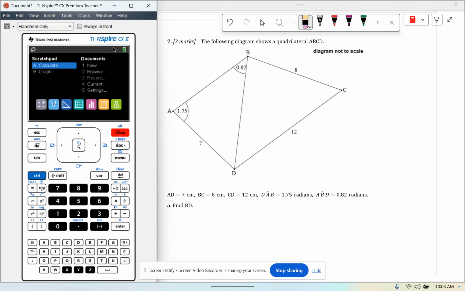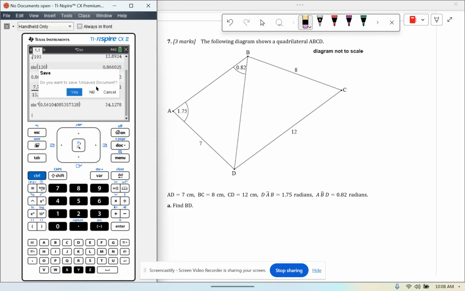And here we go. I'm just going to start with a new document because I don't like all this stuff on here. Radians. Okay. Now it's back in degrees. There we go. So really be very militant about knowing when to use the right mode.